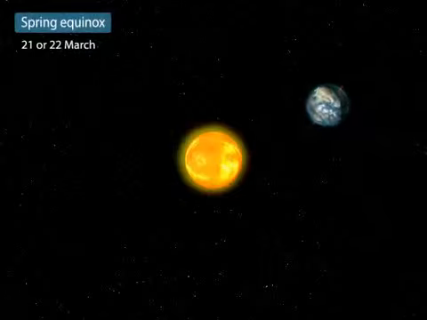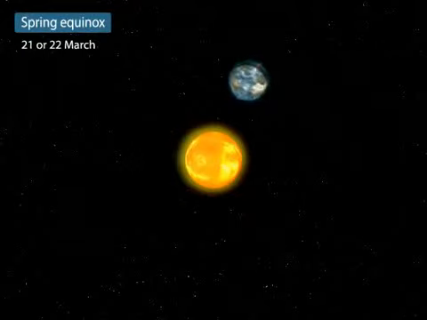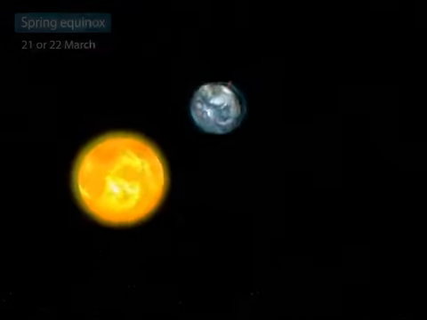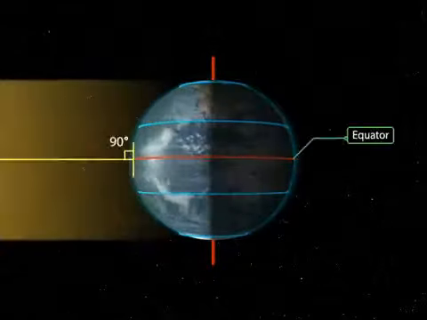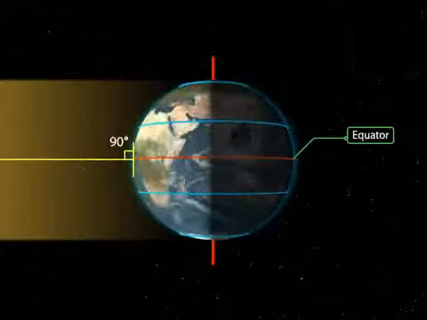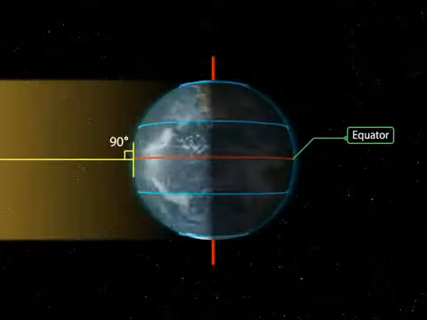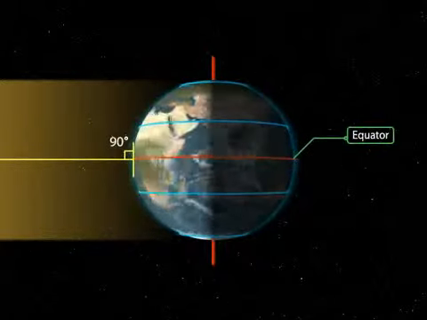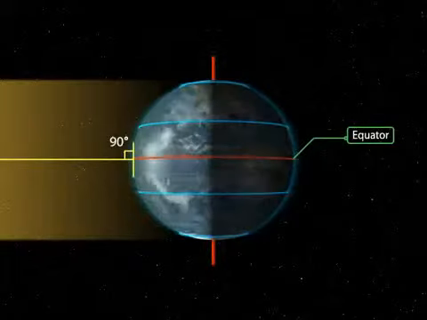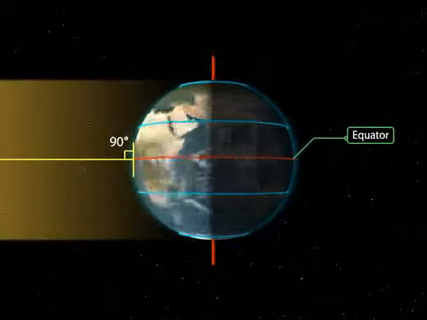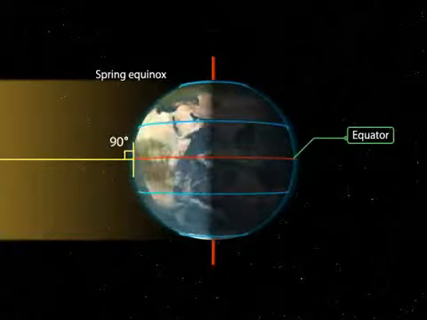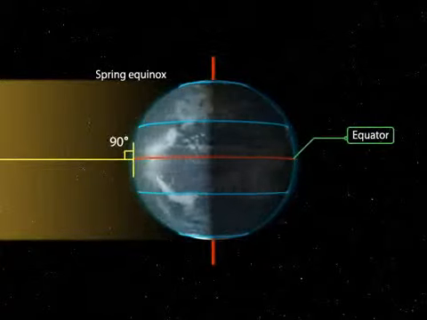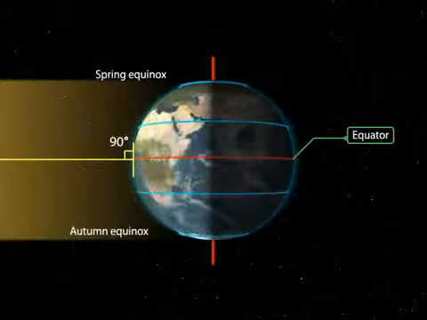Spring equinox. On the 21st or 22nd of March, the overhead sun is over the equator. The equator receives the largest amount of solar radiation. At this time, the northern hemisphere is in the spring equinox, while the southern hemisphere is in the autumn equinox.